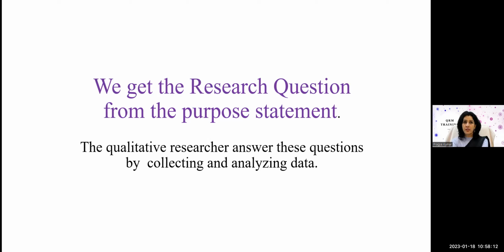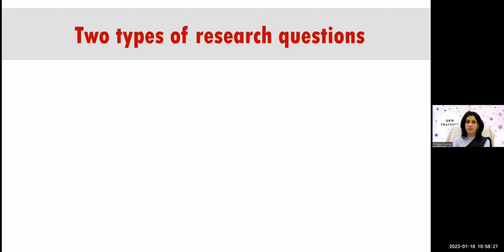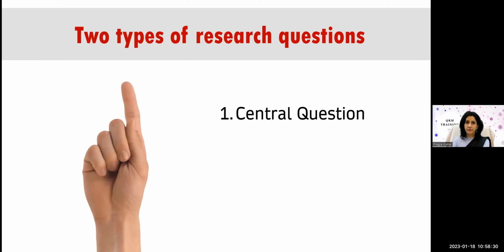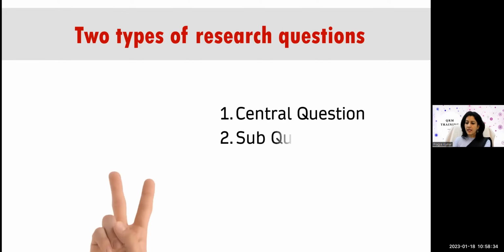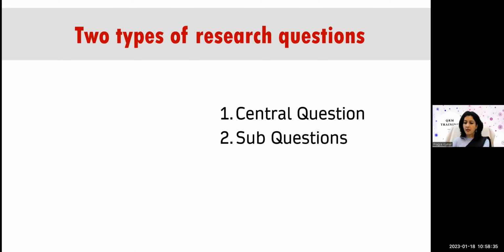You get the research question from the purpose statement, because the researcher always answers these questions. If you have the central phenomenon, the research participant and the site, you get the research question from the purpose statement. There are two types of research question: first a central question, and then sub questions. These are terms you will not see in quantitative research. In quantitative, what format do we generally use for a research question? But in a qualitative study, you have a central question, which is based on the central phenomenon, and you have sub questions. These are very important because they will help you in forming the interview guide, and we'll see how.